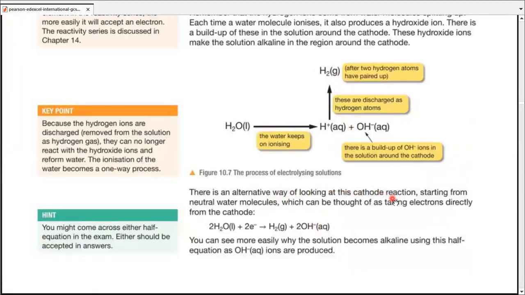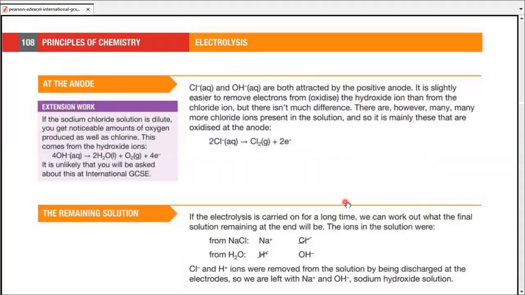There is an alternative way of looking at the cathode reaction, starting from neutral water molecules. When they get electrons, they're converted into hydrogen gas and hydroxide ions. Now, in this case, the solution becomes alkaline on the side of the cathode since hydroxide ions are produced. Hydroxide ions are alkaline in nature and they can easily turn red litmus paper blue.